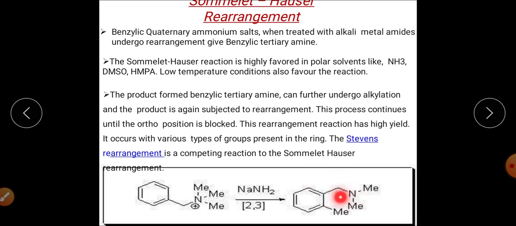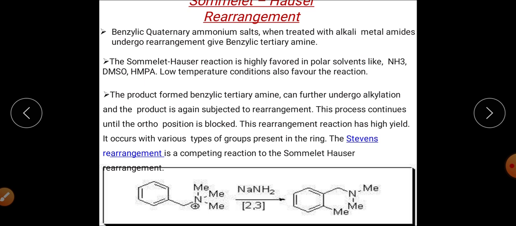For example, after formation of this particular product, it can further undergo a methylation reaction and get converted into the benzylic quaternary ammonium salt, and when that is allowed to react with sodamide, it will again undergo a 2,3 sigmatropic rearrangement reaction and get converted into another benzylic tertiary amine, and now the position will be here. So this position will be blocked. Similarly, this position will be blocked and this position will be blocked, as well as this position will also be blocked in that case.